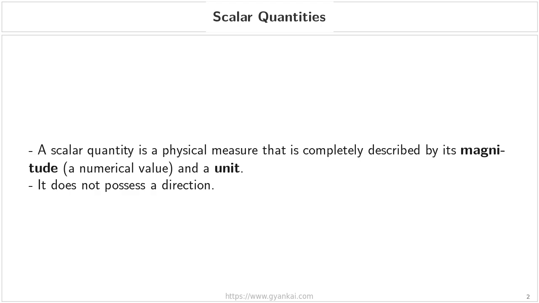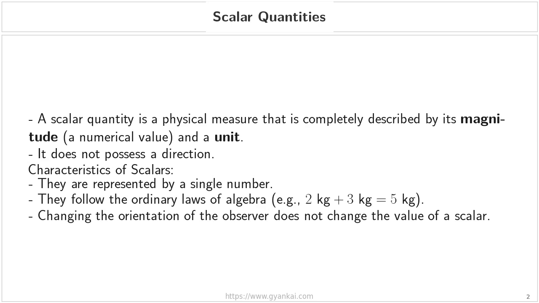Scalar quantities. So, what exactly is a scalar? Simply put, a scalar quantity is a physical measure that is fully described just by its magnitude, which is just a fancy word for its numerical value and its unit. The most important thing to remember here is that a scalar does not possess a direction. Let's look at the specific characteristics that define scalars.